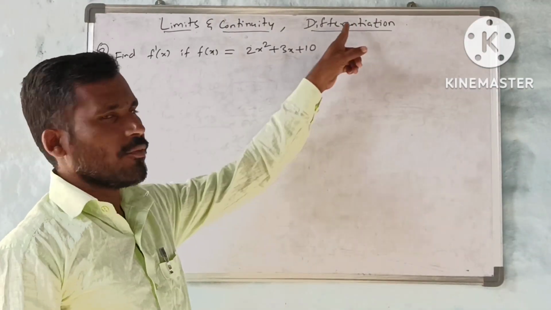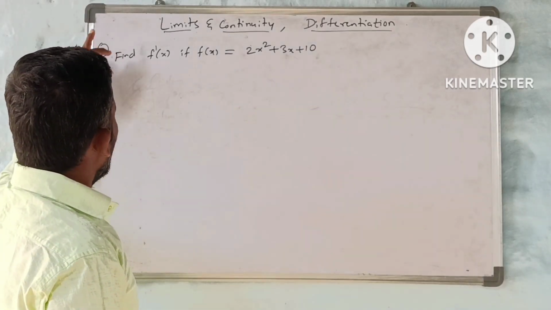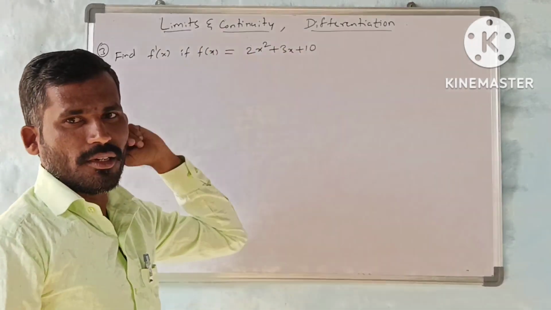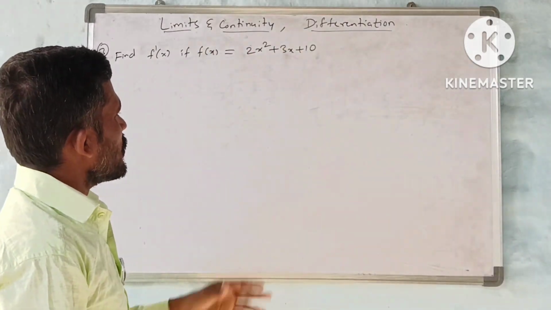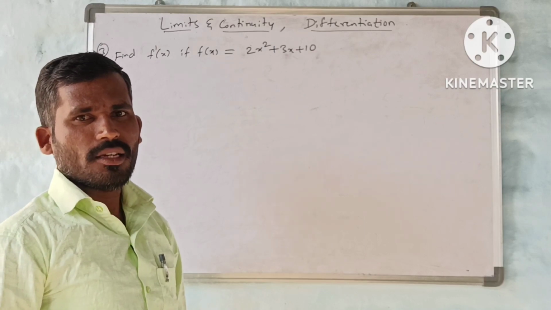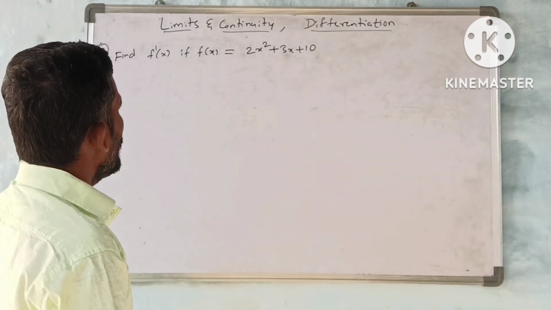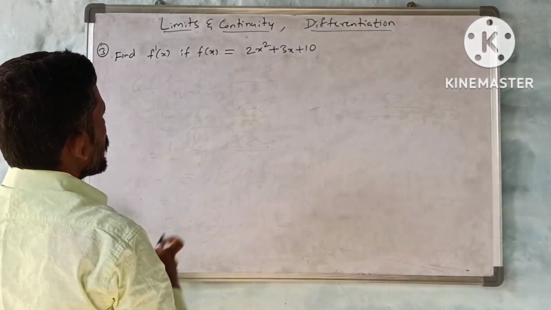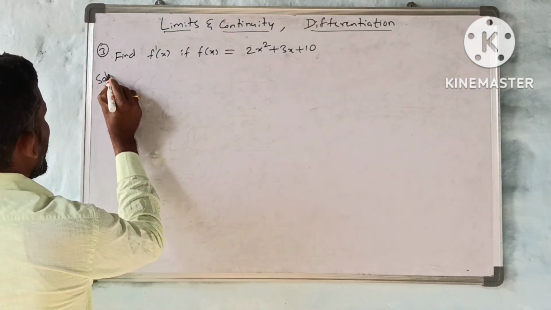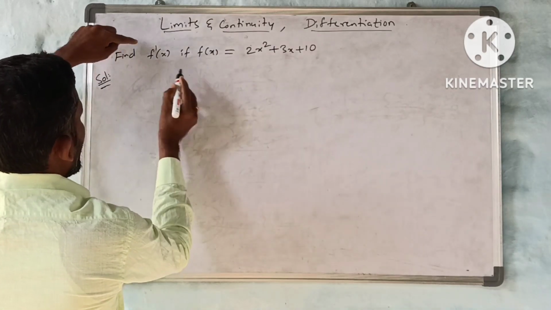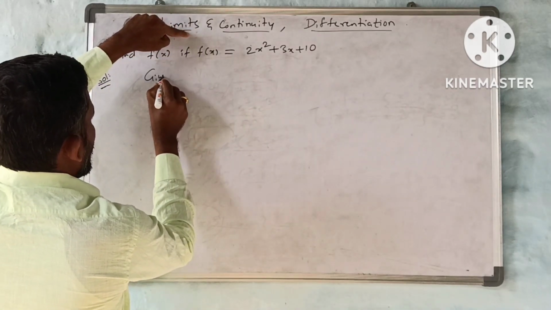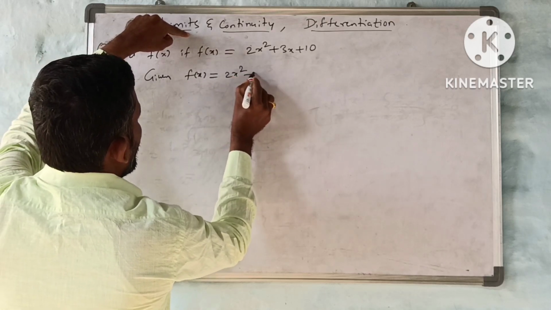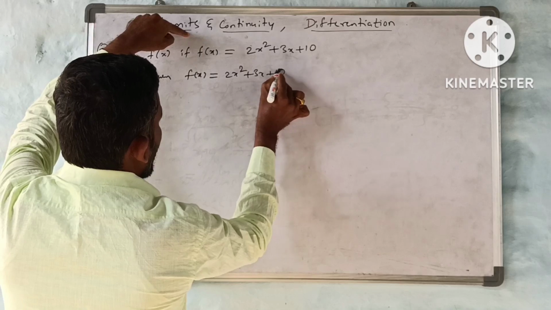Next problem from the differentiation I am taking. Find f dash x if f of x is equal to 2x square plus 3x plus 10. So 2x square plus 3x plus 10, this is an algebraic or polynomial function given. So you have to find here the f dash x, that is a derivative. Going to find the f dash x, first I am taking what is given: f of x equal to 2x square plus 3x plus 10.